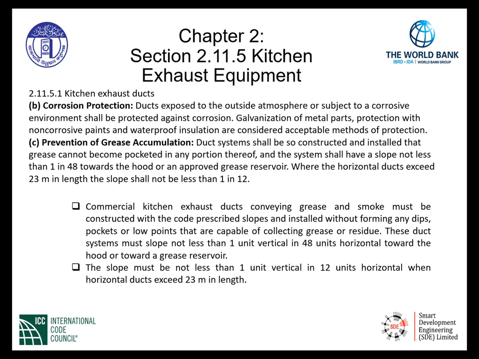The duct systems must slope not less than 1 unit vertical in 48 units horizontal toward the hood or toward a grease reservoir. The slope must not be less than 1 unit vertical in 12 units horizontal when the ducts exceed 23 meters in length.